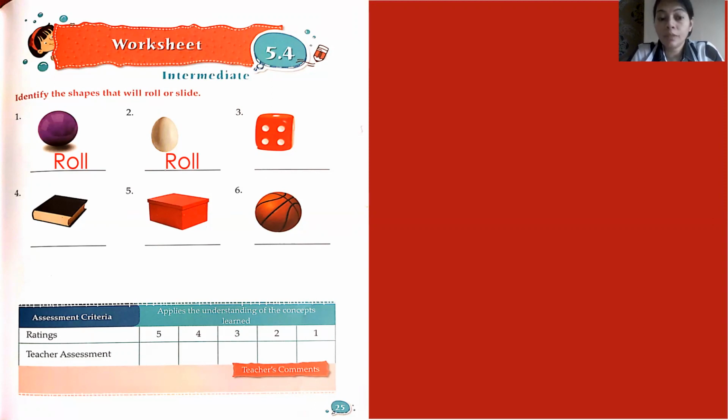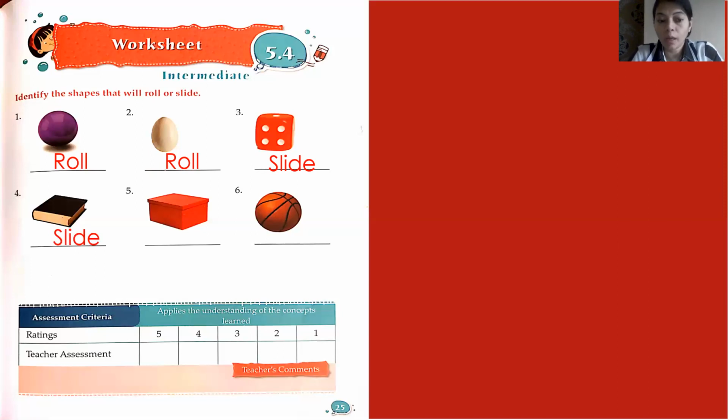Now come on children, tell me about dice. Dice has curved surface or flat surface? Yes, it has flat surface. So what is the answer? The answer is slide. S-L-I-D-E. Correct? Yes. The fourth one is notebook. And notebook has flat surface. Correct? So what will be the answer? Yes, the answer will be slide.